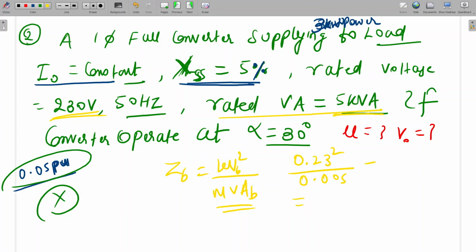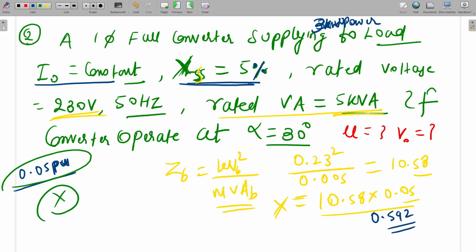What will be this value? 0.23 whole square divided by 0.005 is 10.58. So what will be the actual value of the reactance? Actual X will be 10.58 into 0.05. This will be the actual source reactance. How much will it be? 0.529. Okay, so we have calculated the reactance.